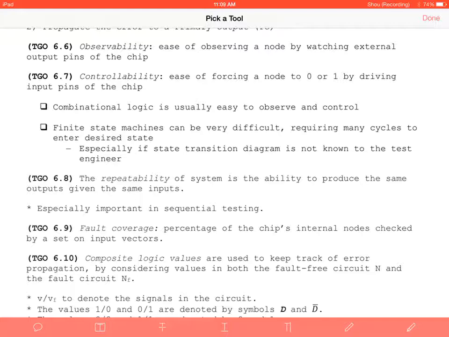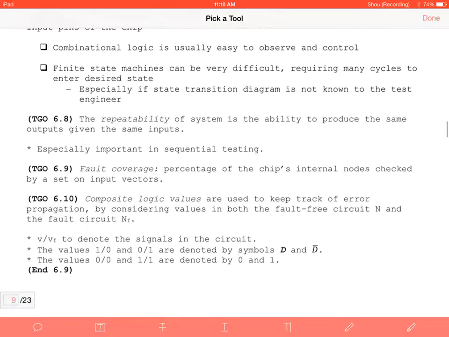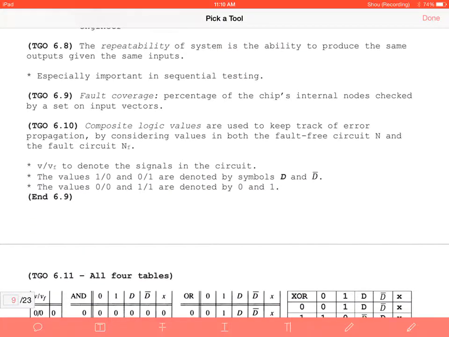And then I kind of alluded to fault coverage earlier. The percentage of the chip's internal nodes checked by a set of input vectors. I'm going to scroll up to put 6.8 at the top.